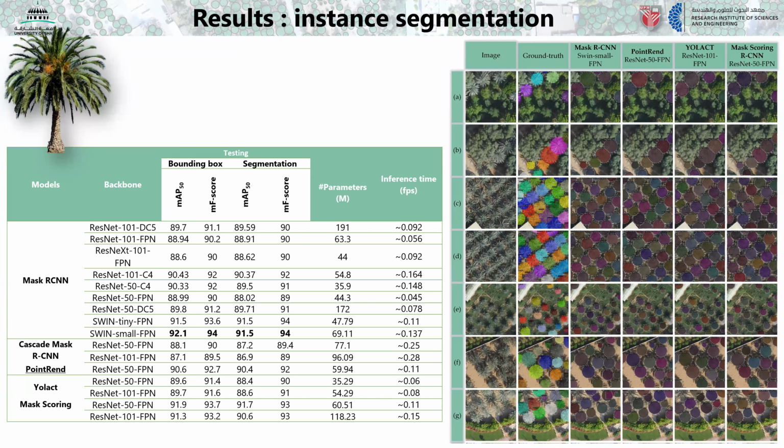So the evaluated instance segmentation model, the proposed model, showed that date palm trees could be segmented with a mean average precision of 91.5 and an F-score of 94%, which we can see here. Date palm trees were delineated very well.